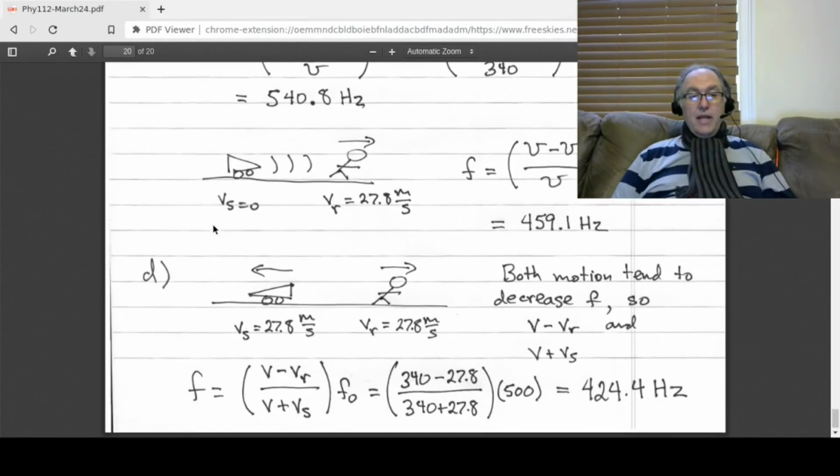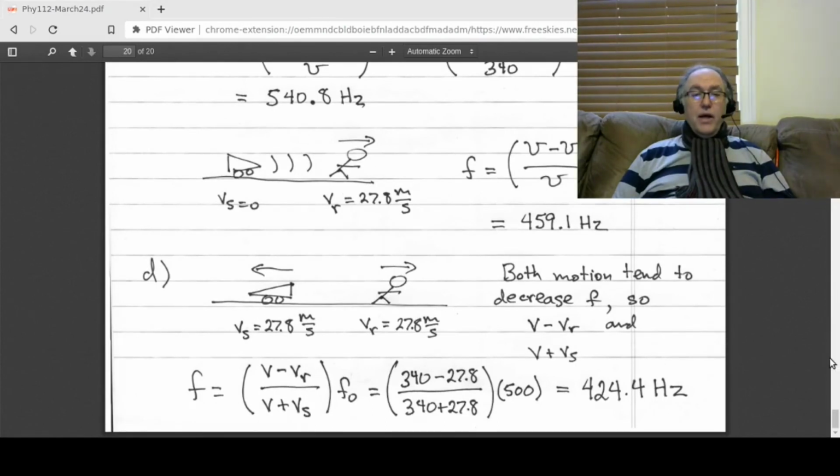And finally, in part D, I just said, you know what? Let's suppose that they're both moving away from one another, at 100 kilometers per hour. And so VS is 27.8, VR is 27.8. Both of them are conspiring to lower the frequency. So on top, you want the subtraction to lower the frequency. On the bottom, you want the addition to lower the frequency even more. And so when you substitute those numbers in, you're going to get a very low number, 424.4 hertz. Okay, and so this is the story with Doppler effect.